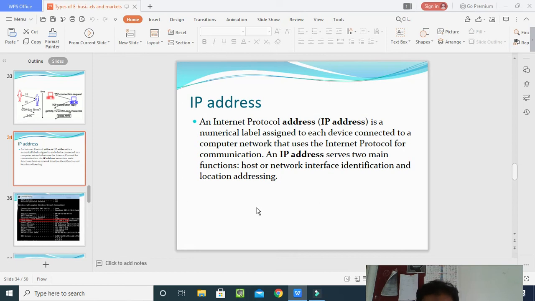Now, an IP address serves two main functions. What are those? Host or network interface identification, and location addressing. It will identify the identification, that means the identification of that particular computer or the person who is utilizing it and where they are utilizing it from. It will identify the location also.